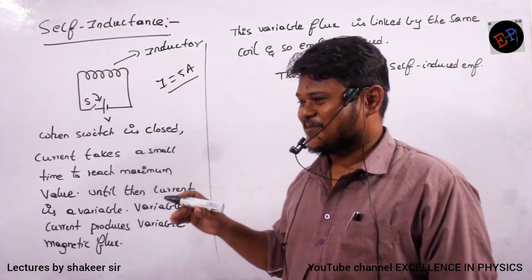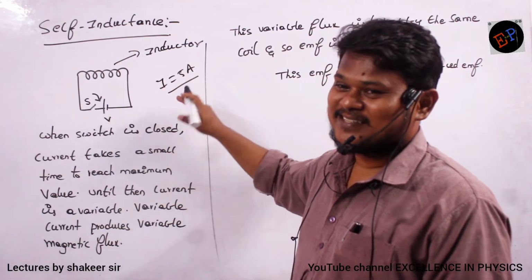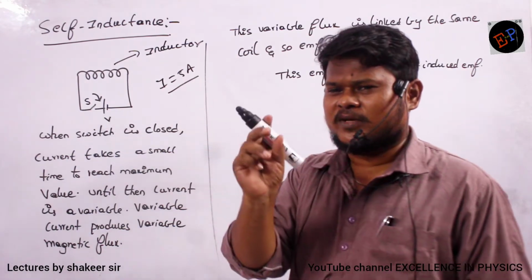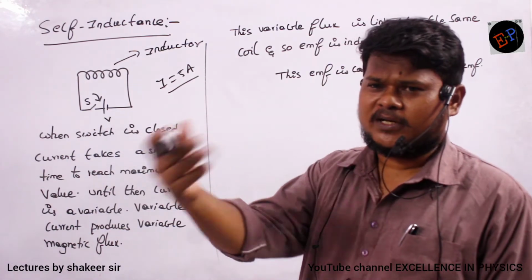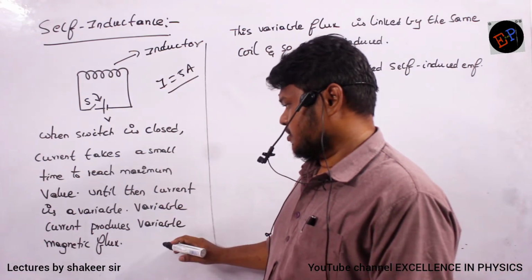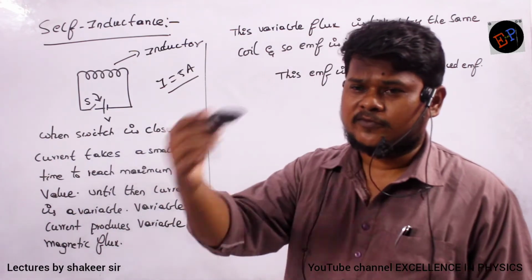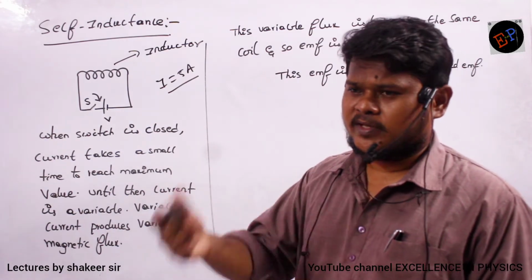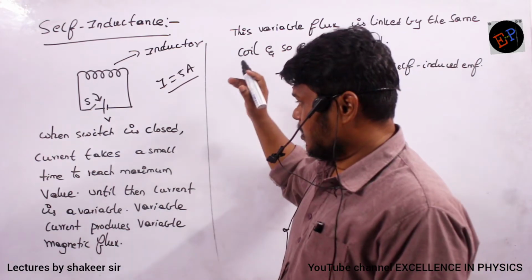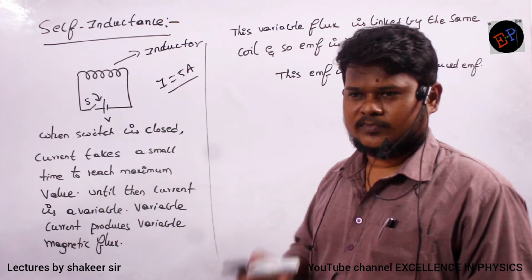Same concept here also. So if you close the switch, current always increases in steps, but it will take a very small time. But definitely it will increase in steps only. Because it is increasing, current is variable, no? If current is variable, magnetic flux produced around the coil is also variable. So therefore, if flux is variable, EMF will be induced. Are you able to understand?